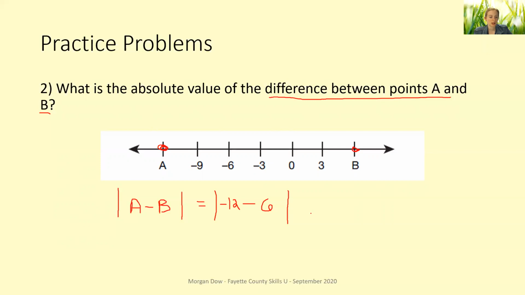And what is the result of that subtraction there? So -12 minus 6, we're subtracting 6, we're decreasing by 6. We want to go to the left, we want to get more negative. So we're going to end up at -18. And then we want the absolute value of that, which is 18.